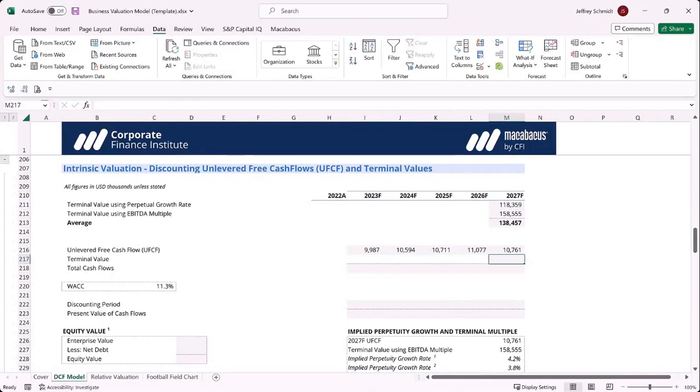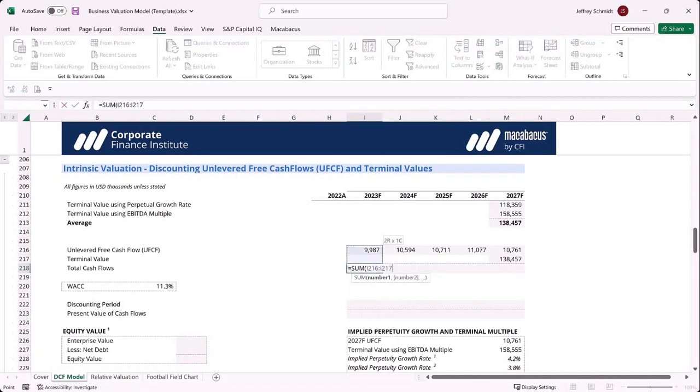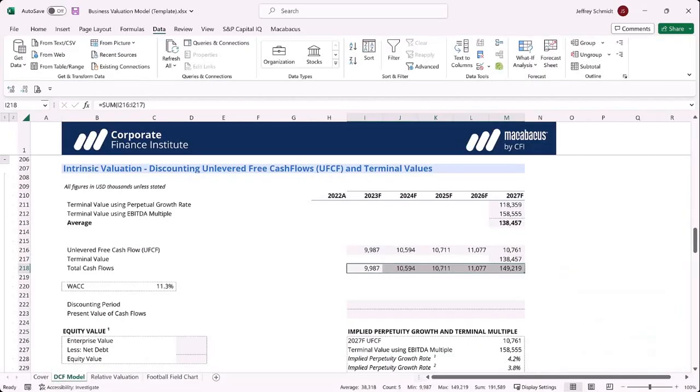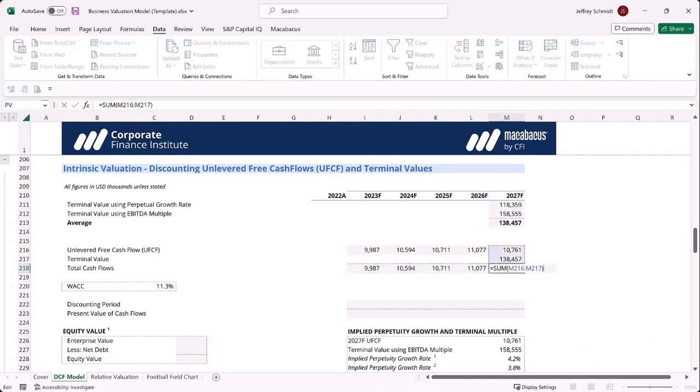We need to pull in our terminal value, again, for simplification purposes. And you might see this in real life. We will use the average. And then we just need to sum up the total cash flows. So there are no terminal values in the years 2023 through 2026, but we still want to throw in a sum. Again, in that last year, 2027, we get the benefit of the unlevered free cash flows as well as the terminal value. We just want to make sure that we capture that.